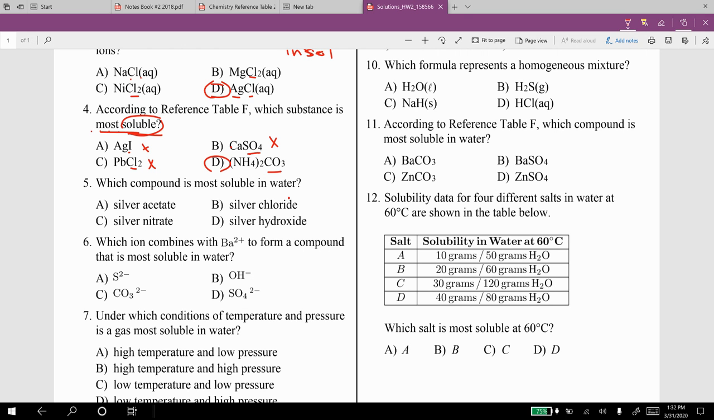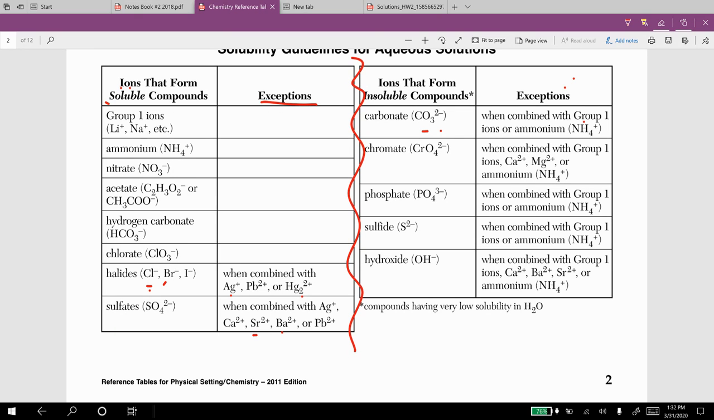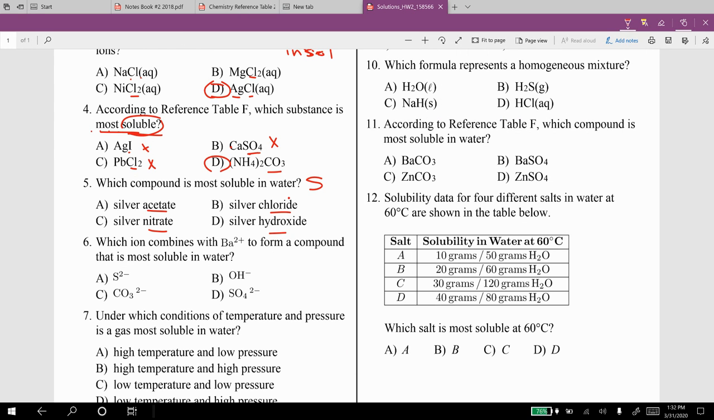Okay, so which compound is the most soluble in water? Well, if it's going to be the most soluble, it's going to be the only one that's soluble. Okay, so I have acetate, nitrate, chloride, hydroxide. So let's find acetate first. Acetates are soluble. No exceptions, right? So that's soluble.